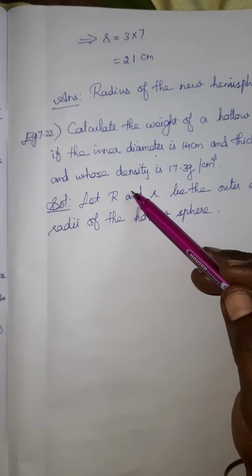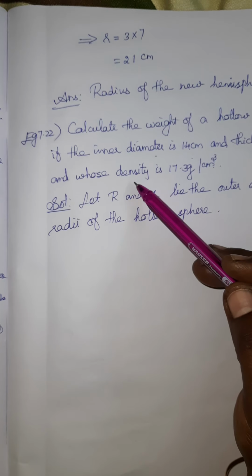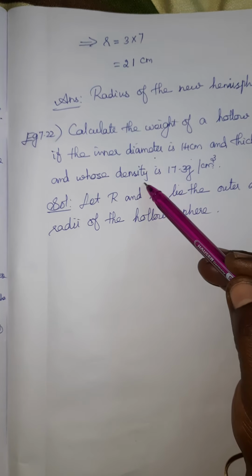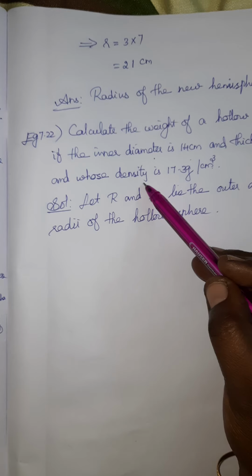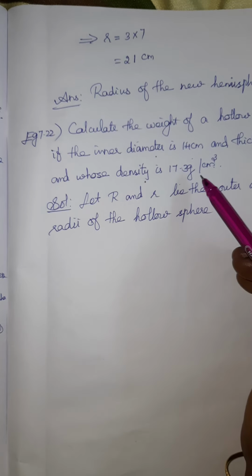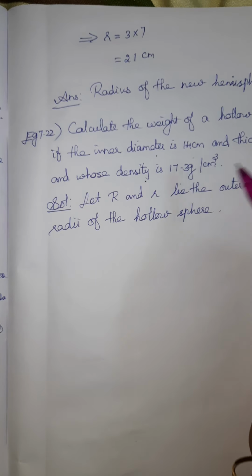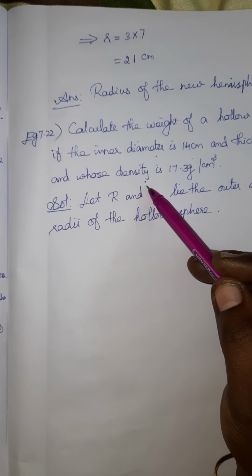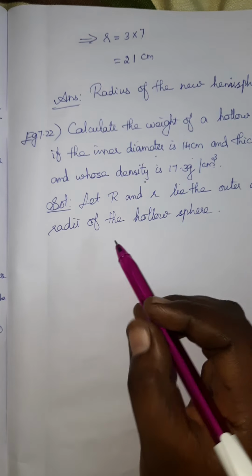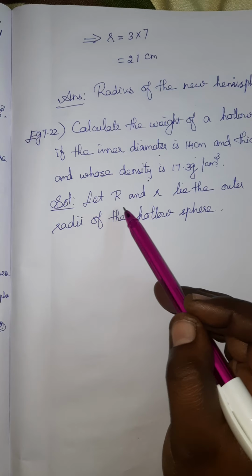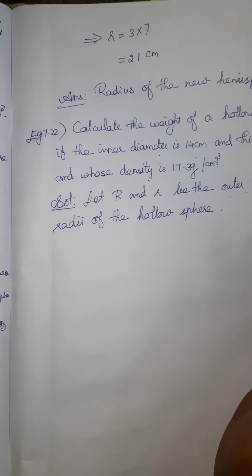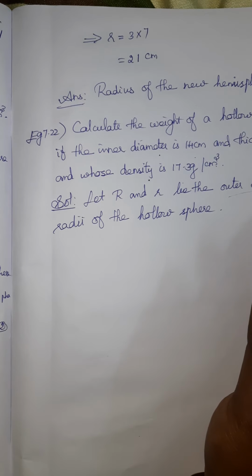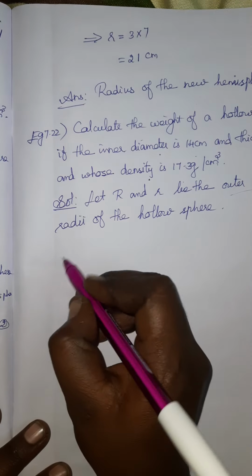Since we are relating these values to the volume, they have given the density. Density means mass per unit volume. So we need to find the volume of this sphere, then we can relate that value with the density. For doing this, first consider capital R and small r to be the outer and inner radii of the hollow sphere. Next, what values are given?